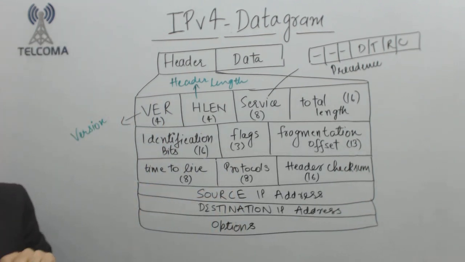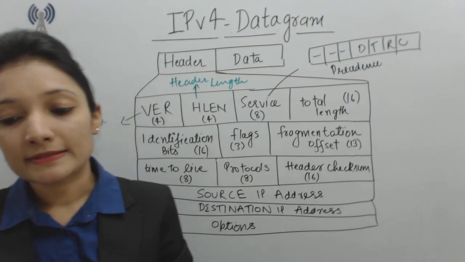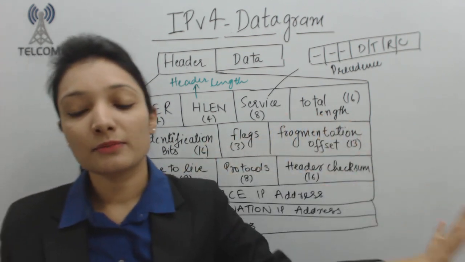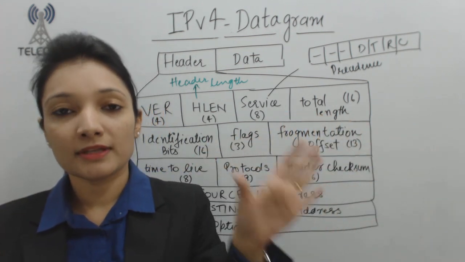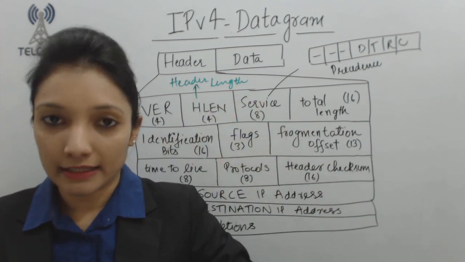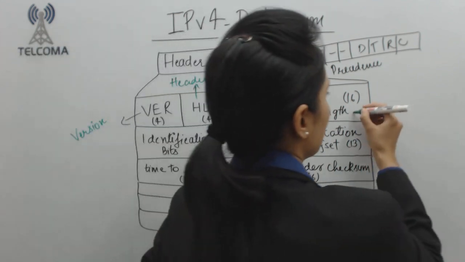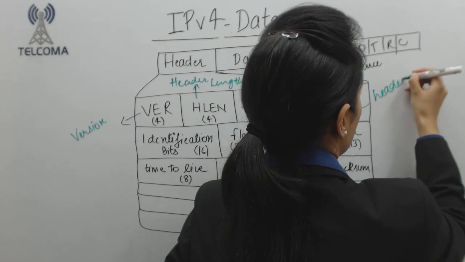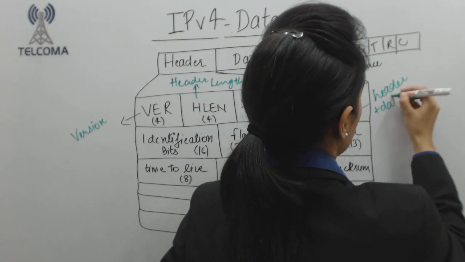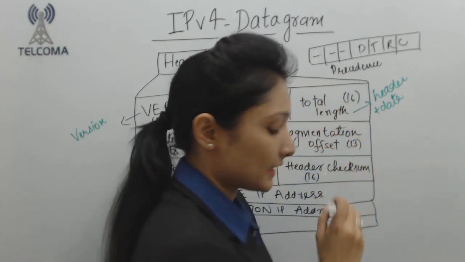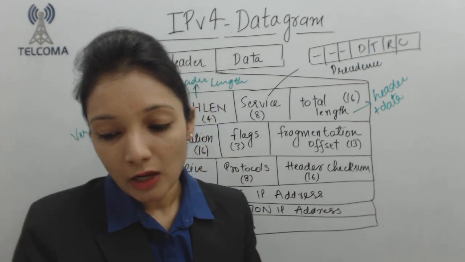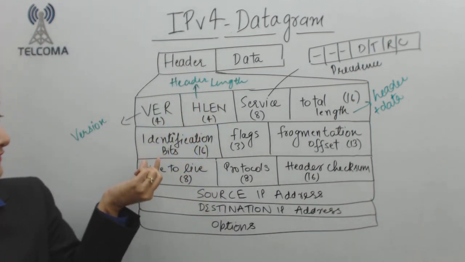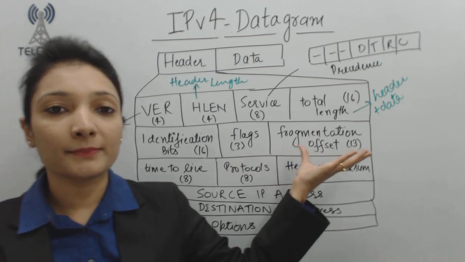Now the next field is the total length. This is a 16-bit field which defines the total length, that means header plus your data. Now next we have identification bits, flags and fragmentation offset.